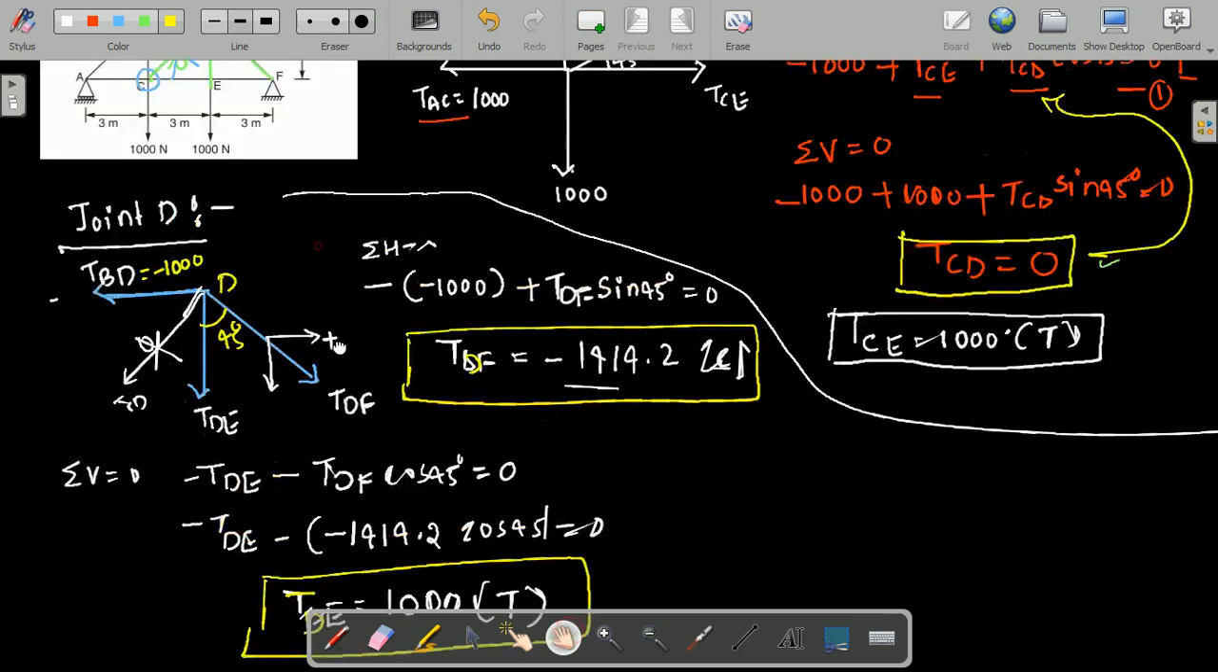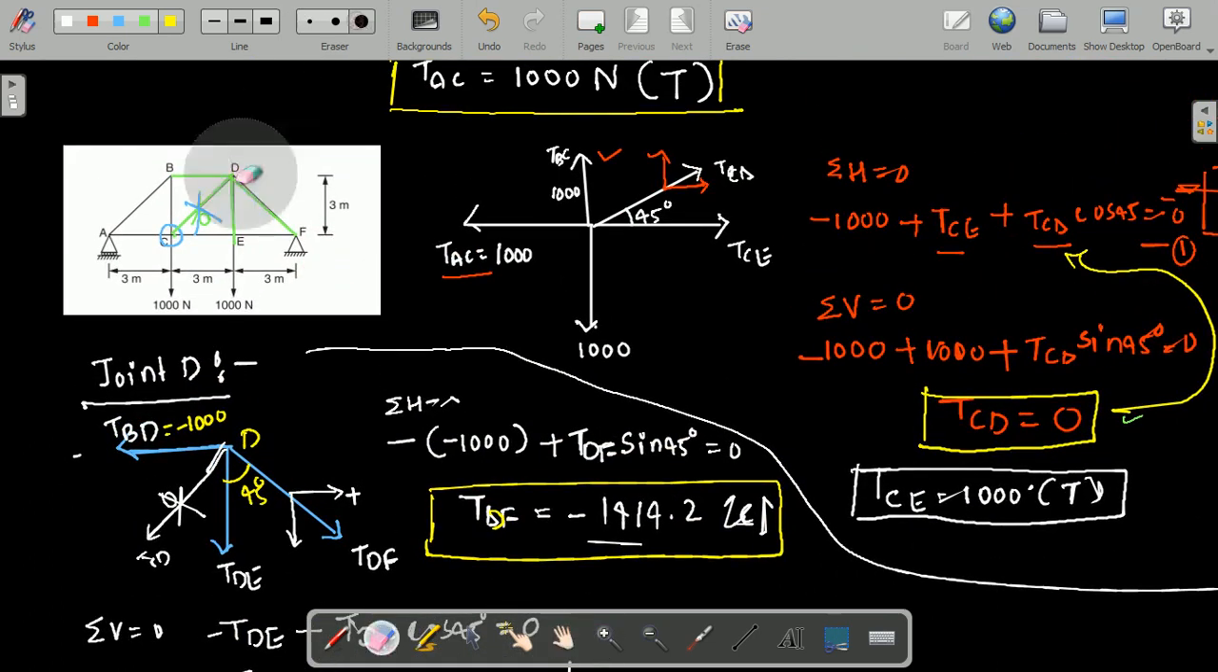Now you need to see the figure. Just observe, by considering joint A, I have calculated AB, AC is known, BC is known, CD is over, BD is over, DE is over, and DF is also over. So what are the remaining members? The only remaining member is TEF. This is the only unknown here.